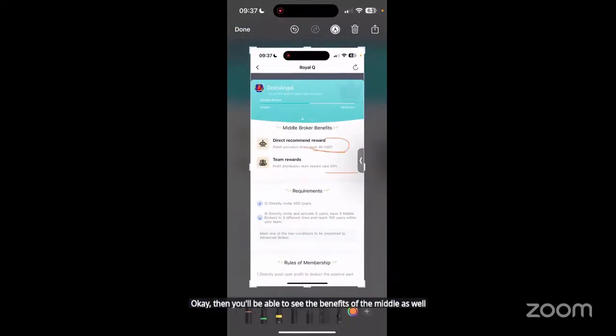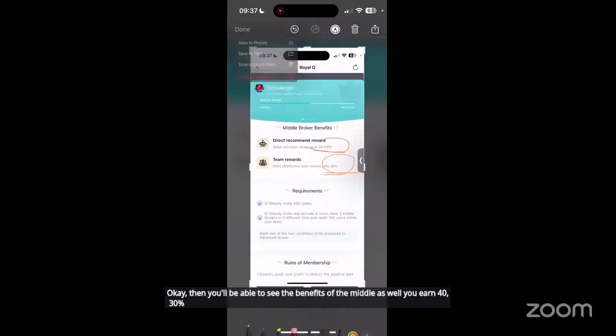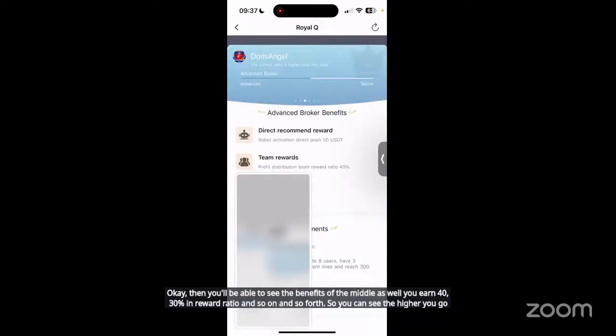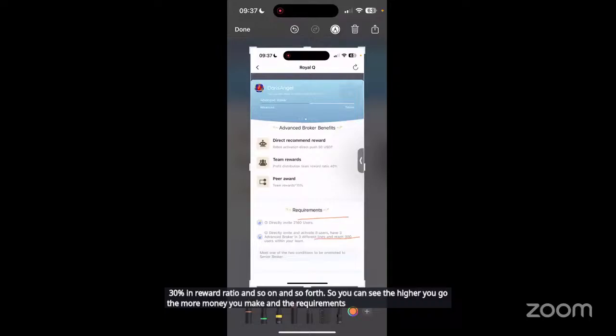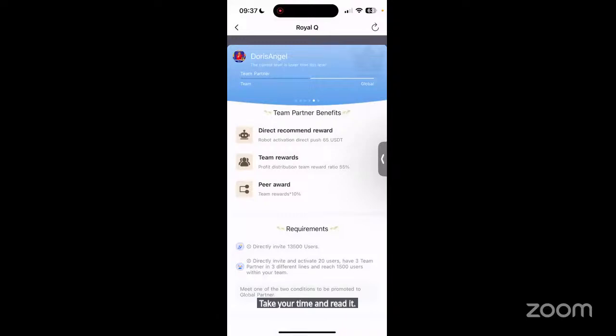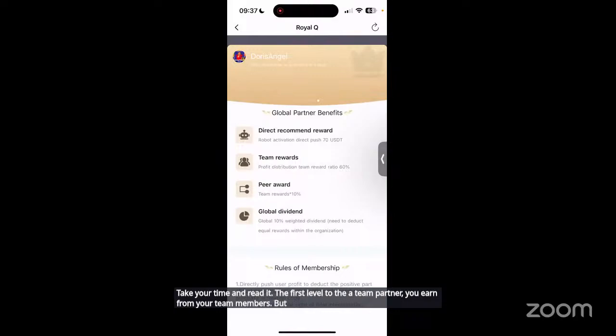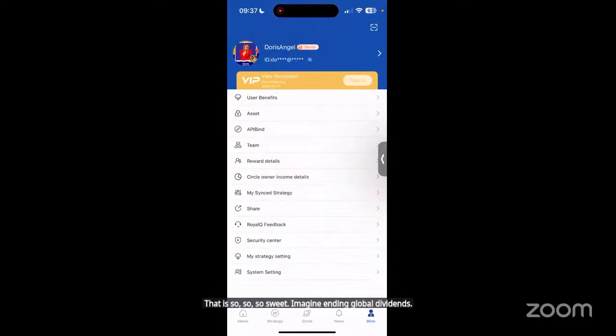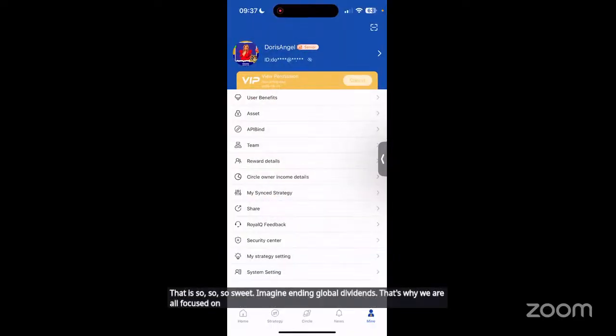You earn 30% team reward ratio, and so on and so forth. So you can see the higher you go, the more money you make, and the requirements also keep increasing. Take your time and read it. From the first level to the team partner, you earn from your team members. But the last one, you earn from your team members plus everybody on planet Earth using Royalq. Isn't that beautiful? That is so sweet. Imagine earning global dividends. That's why we are all focused on getting to this rank. Oh, you see, Julius is there. Go and ask him how much he's making, guys.